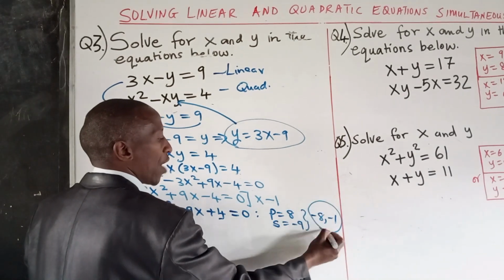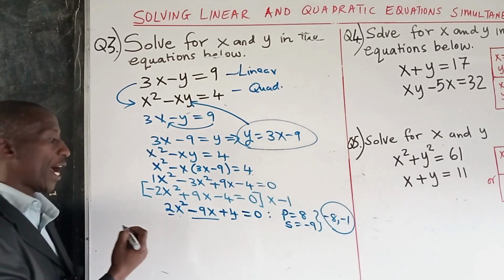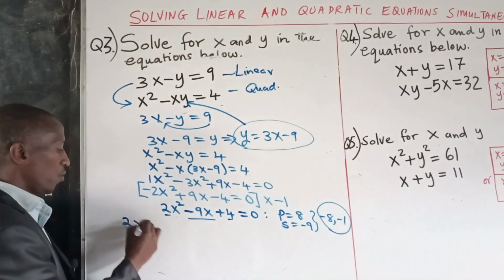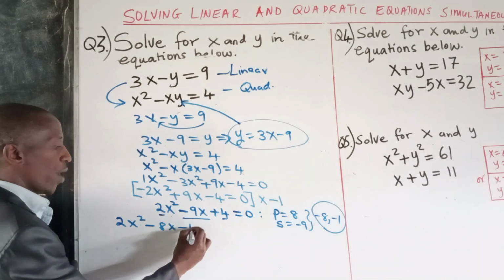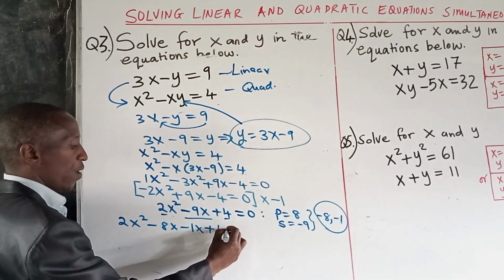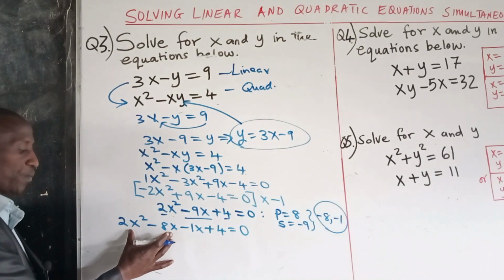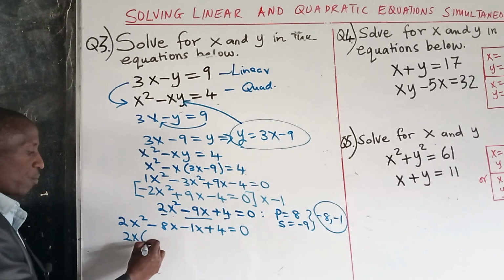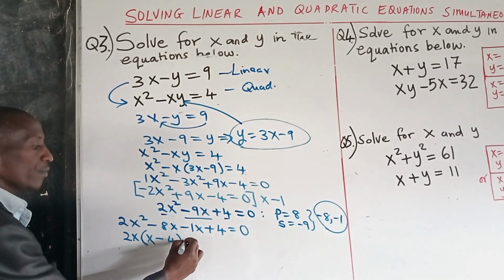So it is this pair of numbers which we shall substitute at this middle term. And we get 2x squared minus 8x minus 1x plus 4 is equal to 0. So we factor out what is common in the 2, and we get 2x is common. We are left with x minus 4.